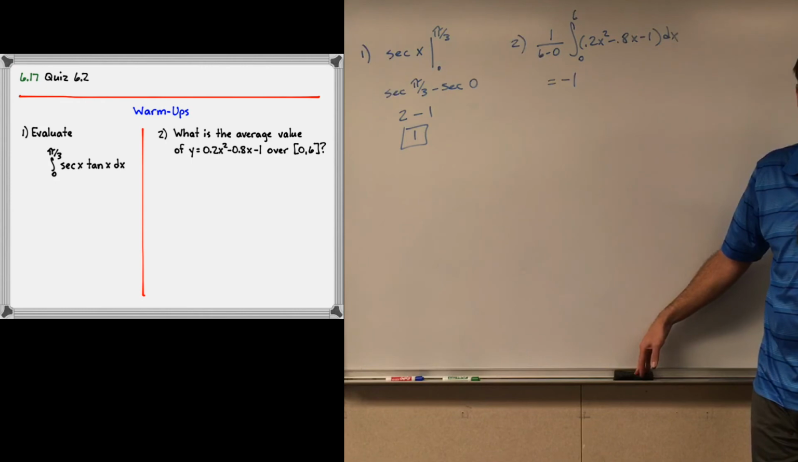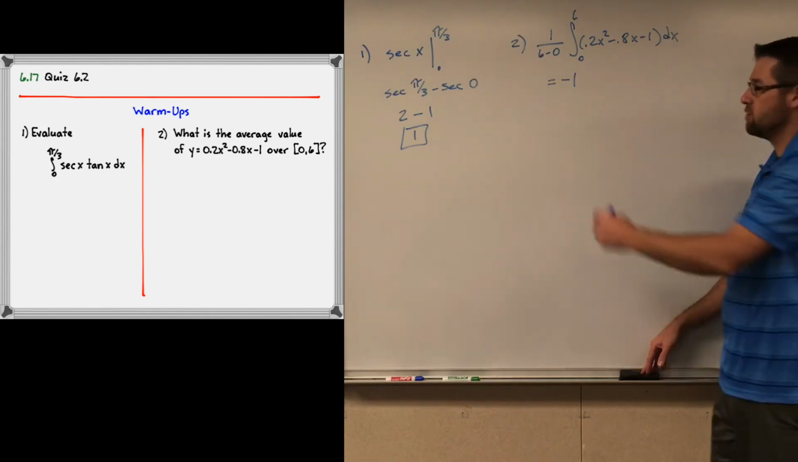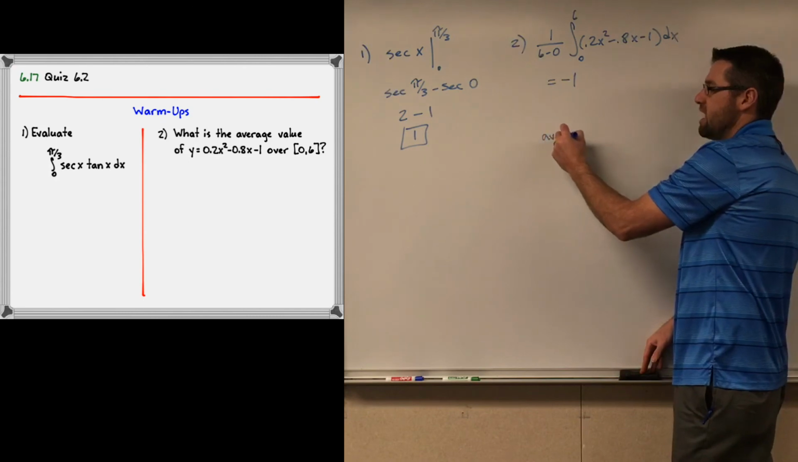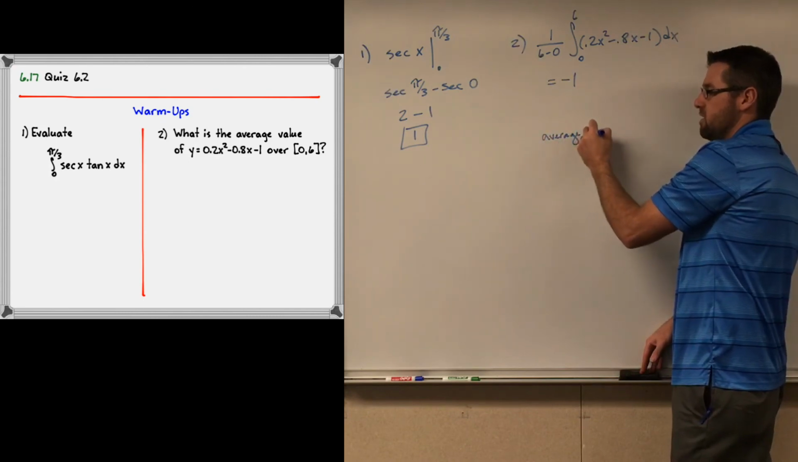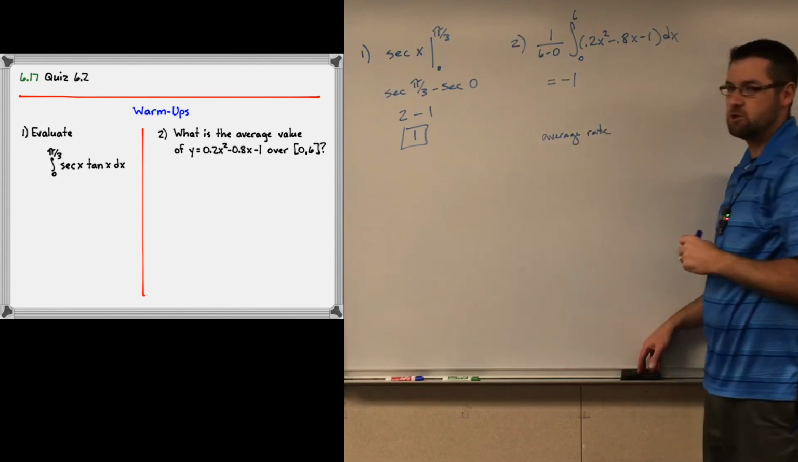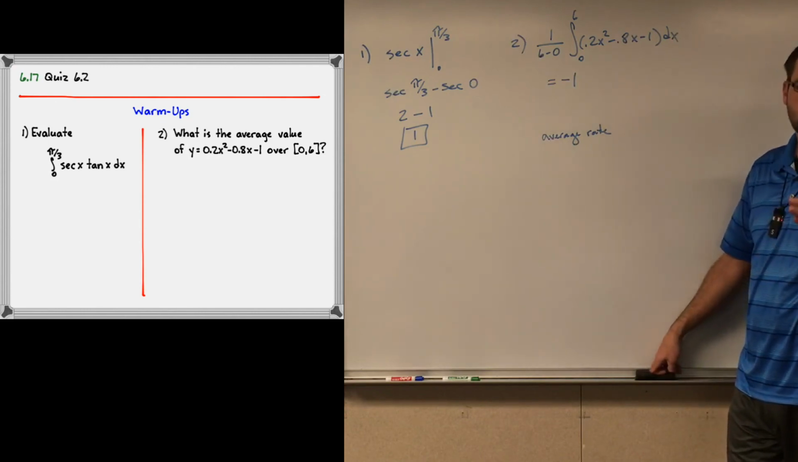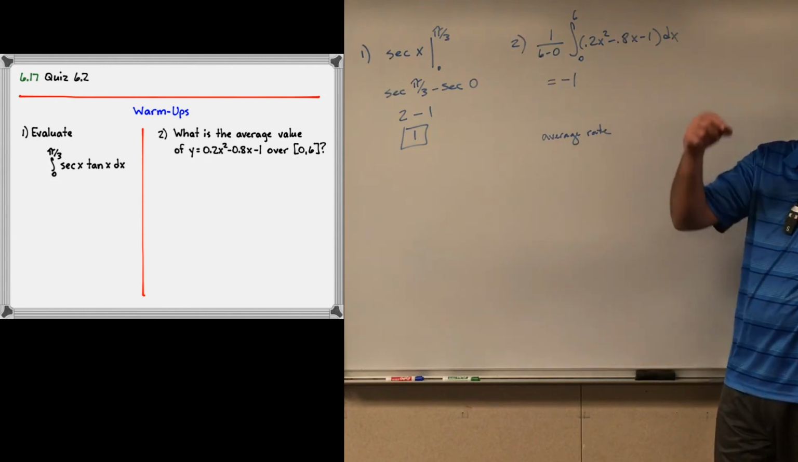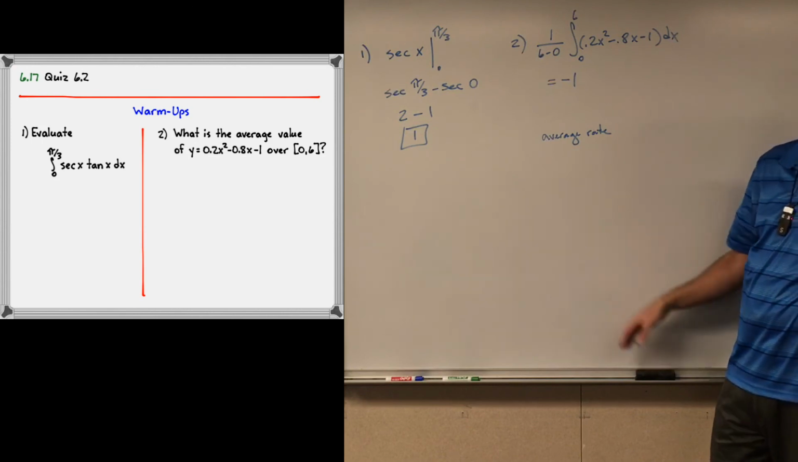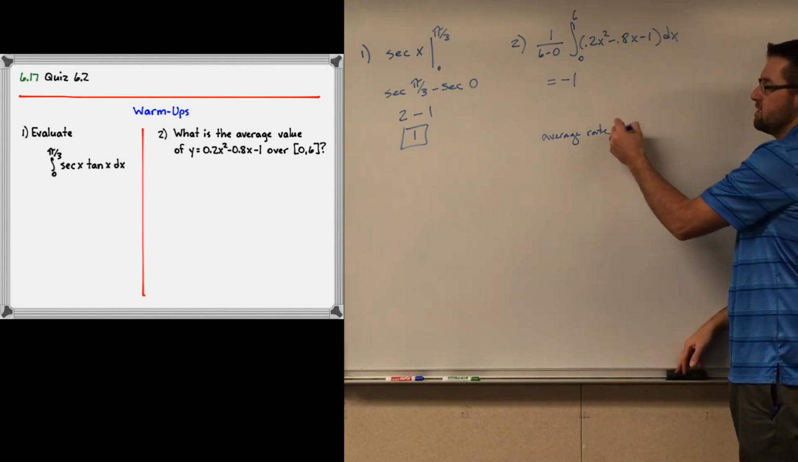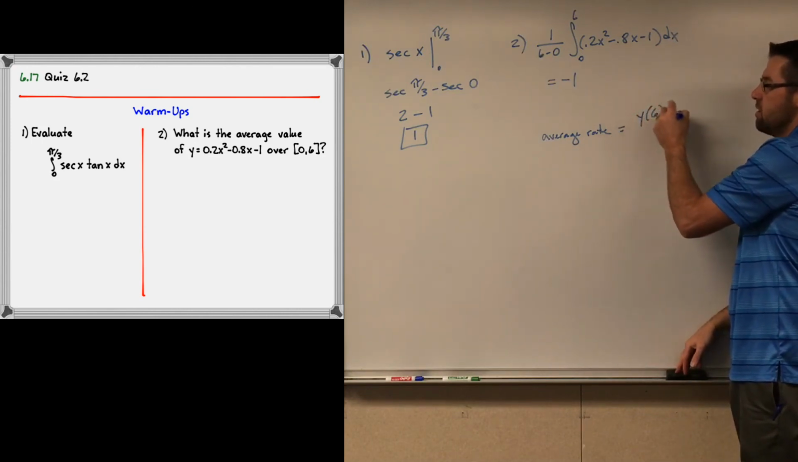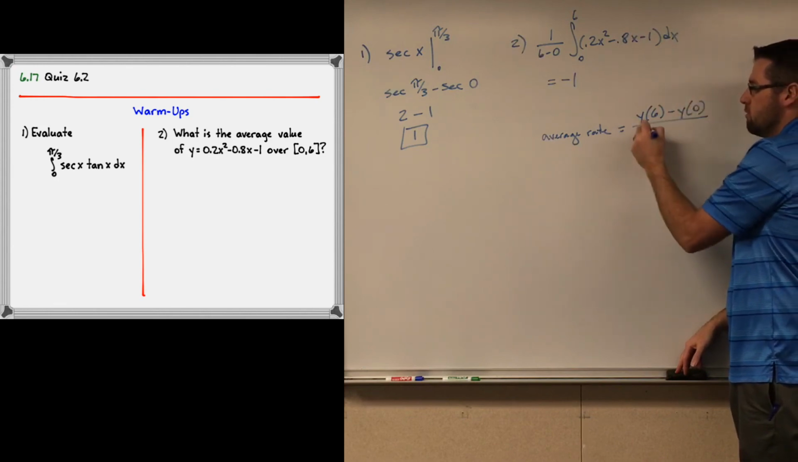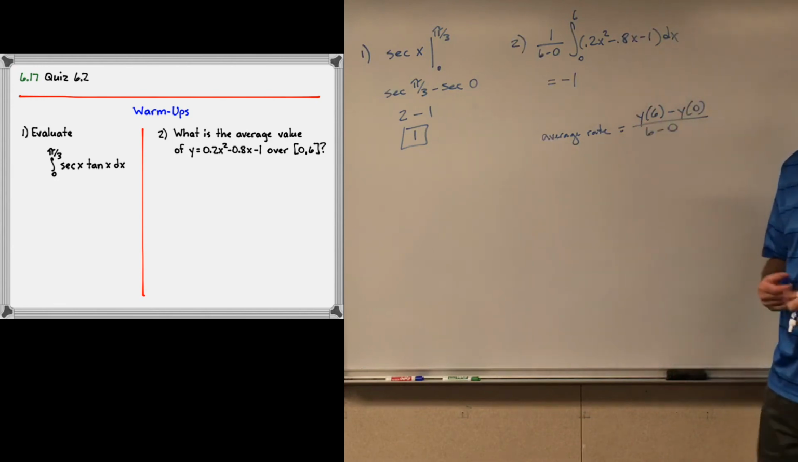Are we okay with this? Yeah, what was the other one? Average rate? What was that? Instantaneous rate is derivative, right? Yes. Average rate, well, derivative is a slope at a point. The average rate is the slope between 2 points. So you just find the slope. So in this case you do y of 6 minus y of 0 over 6 minus 0. Does that make sense?